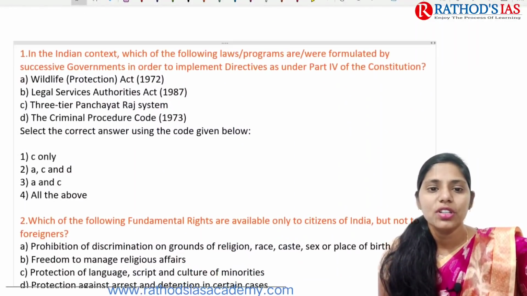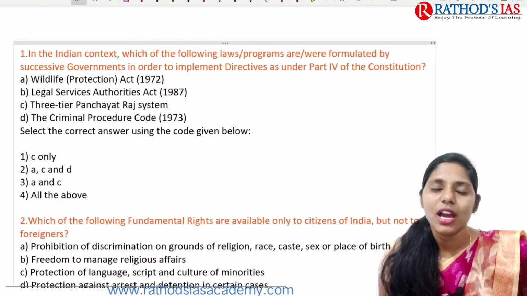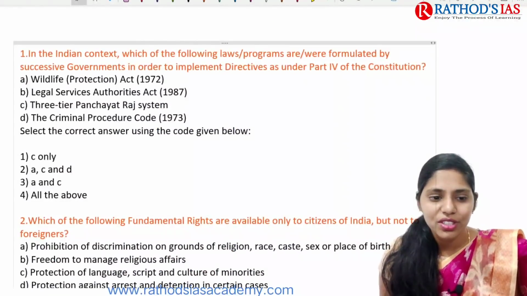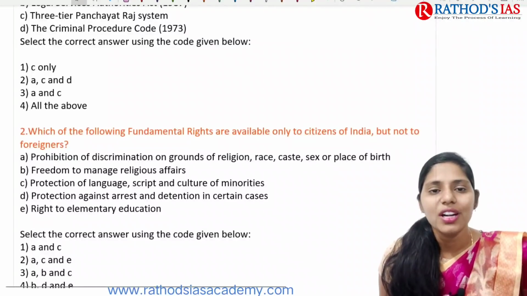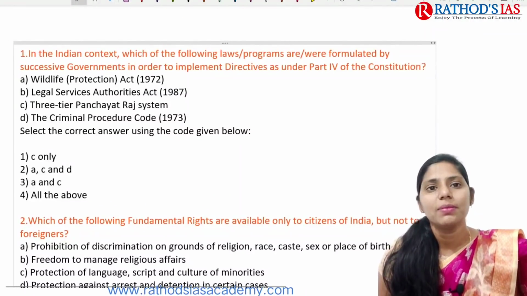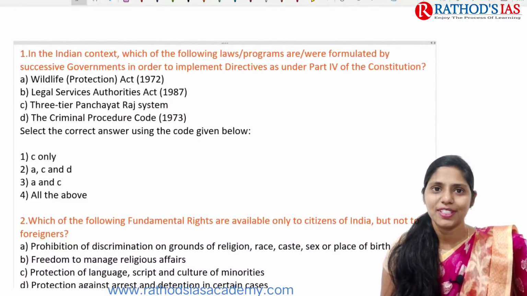And today's questions are: the first one is regarding DPSP, which comes under Part 4 of the Indian Constitution. The next question is regarding fundamental rights. So please read the statements and give me the correct option in the comment box.